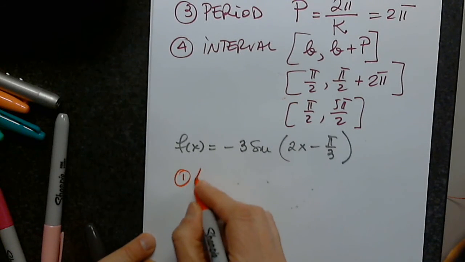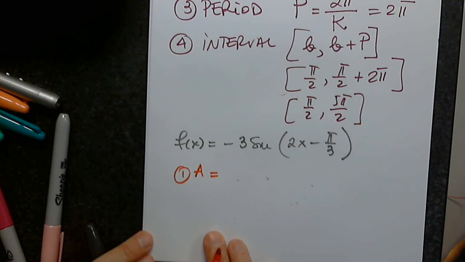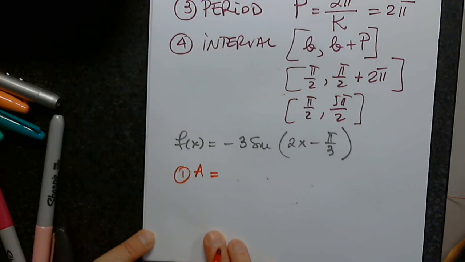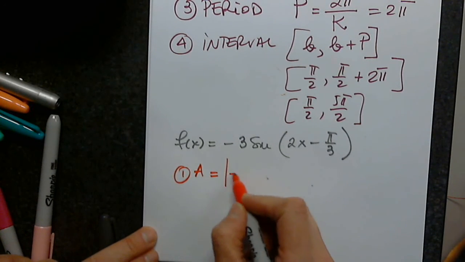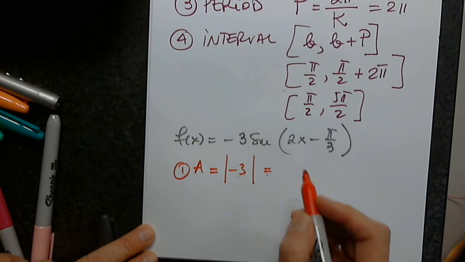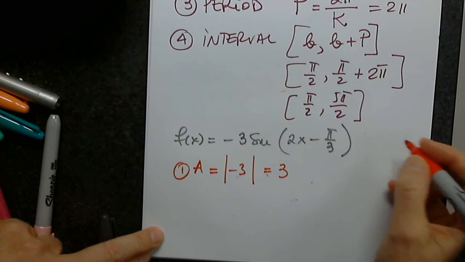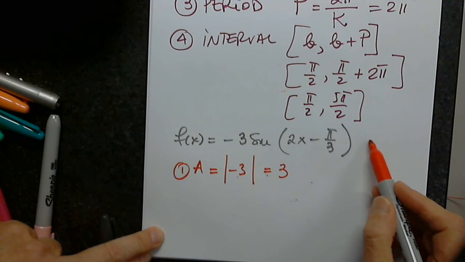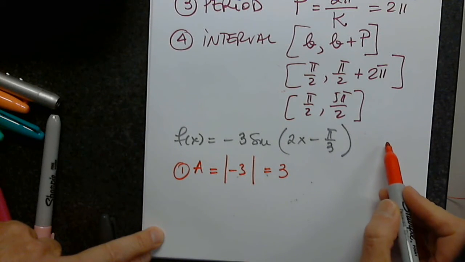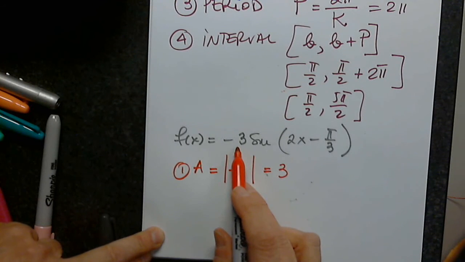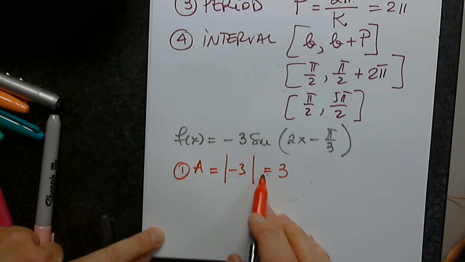Step number 1, amplitude. Careful. It's the number in front of sine in absolute value, which is 3. So this graph goes to maximum 3 and minimum -3. There is no up and down shift. So we will not go up or down more than 3 or -3. Even if I had a plus or minus here, 2, 3, whatever you want, the amplitude would still be the absolute value of the number in front of sine.